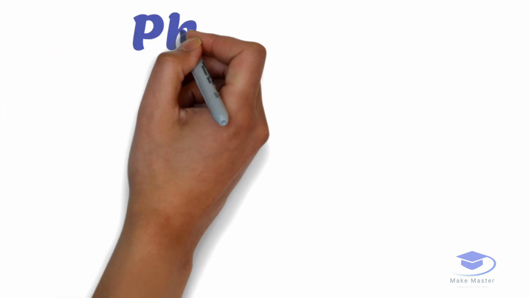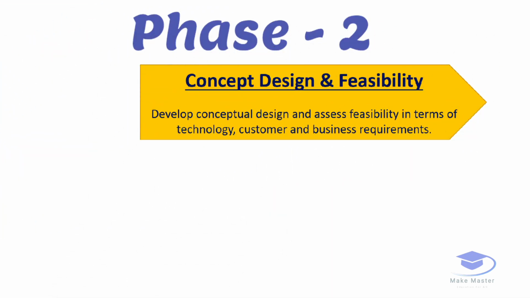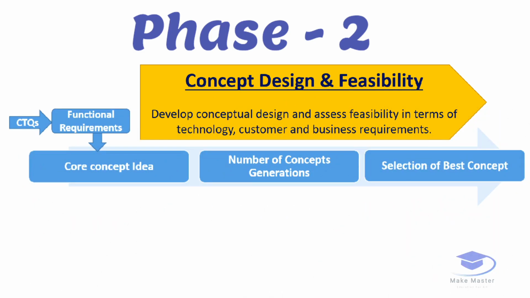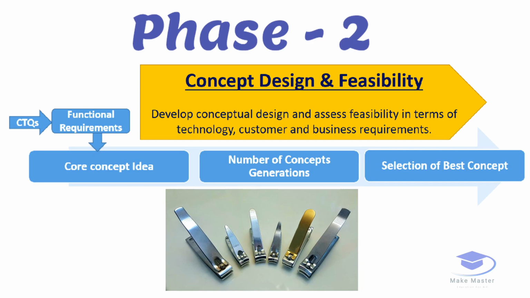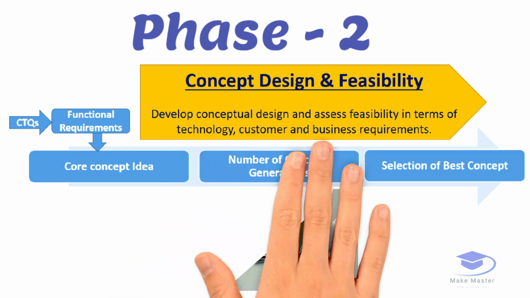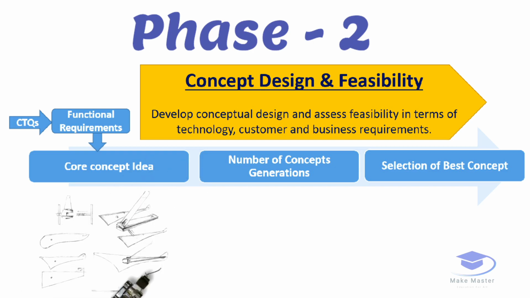Next, phase 2, concept design and feasibility: develop the conceptual design and assess feasibility in terms of technology, customer, and business requirements. In the previous phase, we identified CTQs. Now, using those CTQs, we convert them into functional requirements. From the functional requirements, we need to get the core concept ideas. Here I have an example of the nail cutter. What is the functional requirement of the nail cutter? One of the functions is that it should cut the nail. So you need to identify the functions related to the CTQs. Once all the functions are listed, the core concepts are generated.